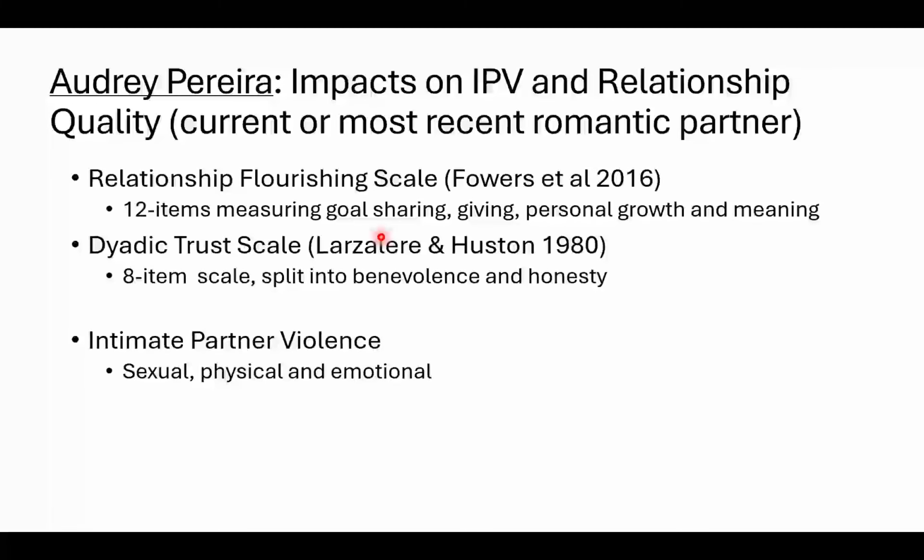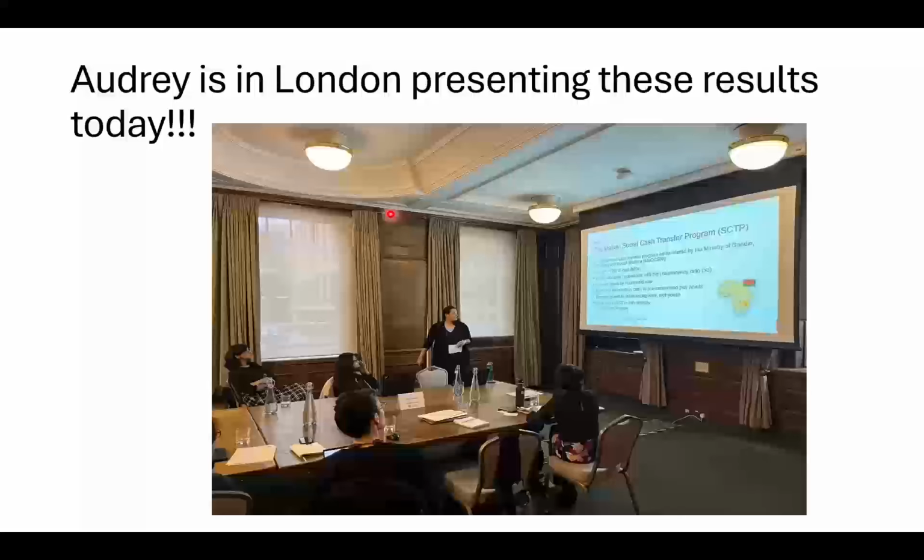This is her dissertation. She is focused on intimate partner violence and relationship quality. So in the study, we introduced this relationship flourishing scale and this dyadic trust scale. Audrey did the background work on that and came up with those. And we had an IPV module as well, where we measured all three dimensions of IPV. So those are the measures.